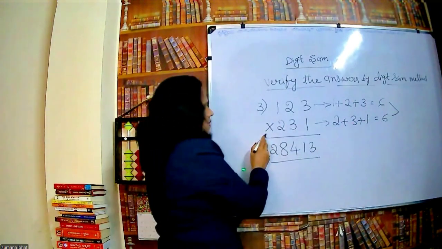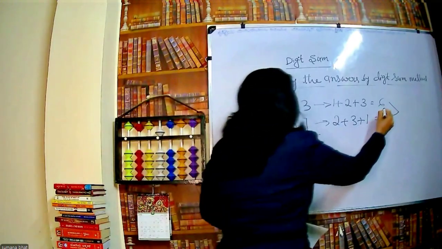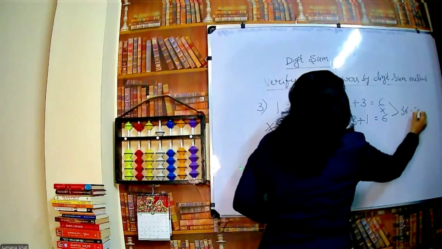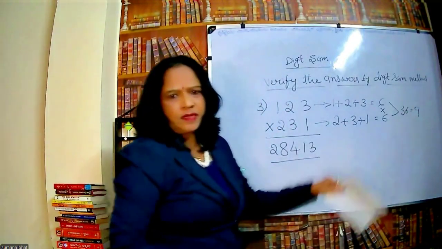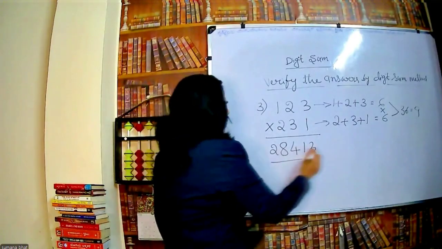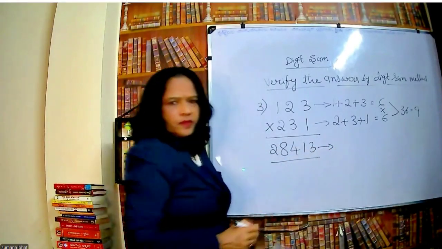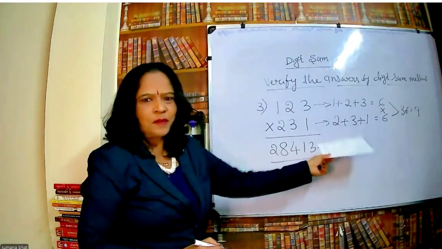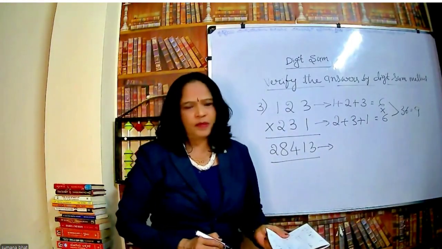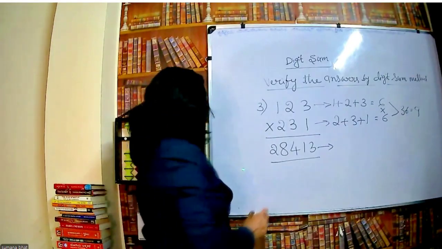See here. This is multiplication. This also you have to multiply. That is 36. 36 means 3 plus 6, that is 9. The digit sum is 9. Now let us check for the answer whether we'll get the same number or not. If we get the same number, the answer is correct. If not, the answer may be wrong.